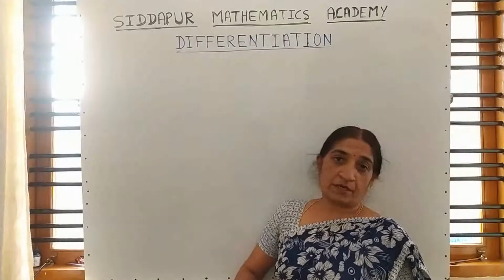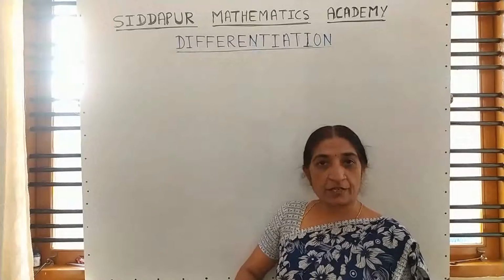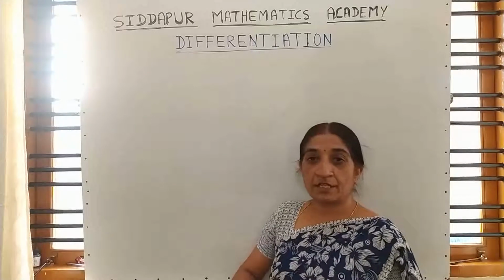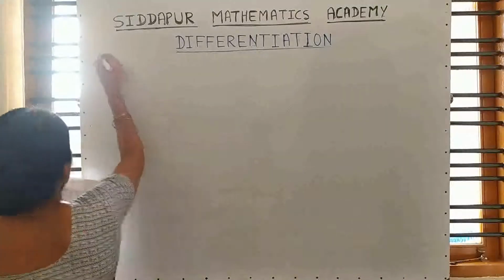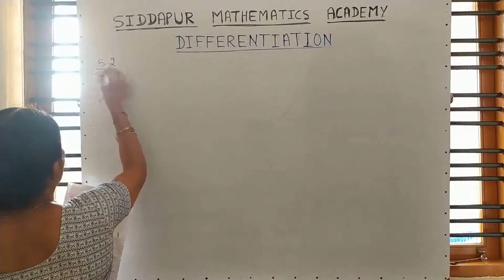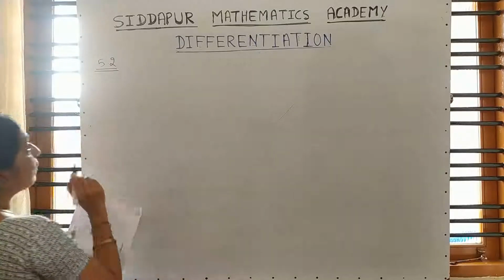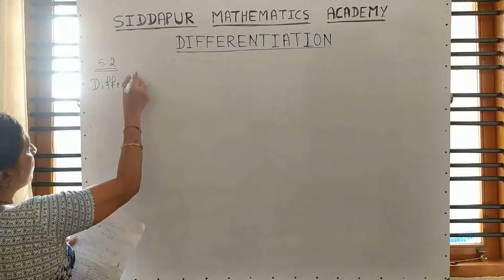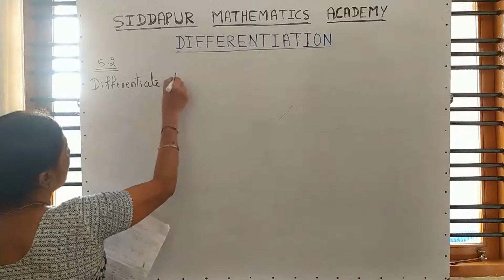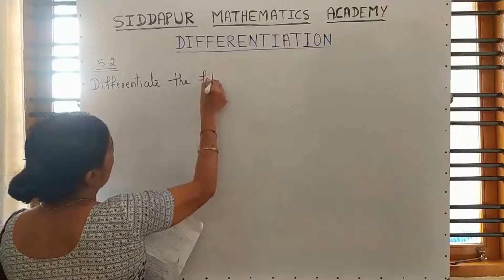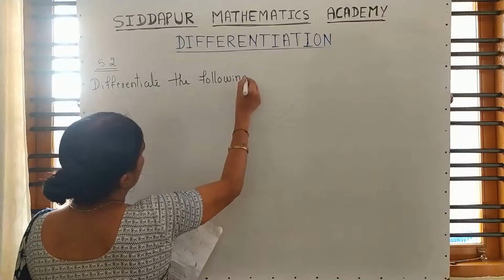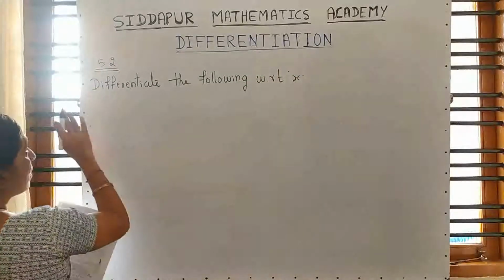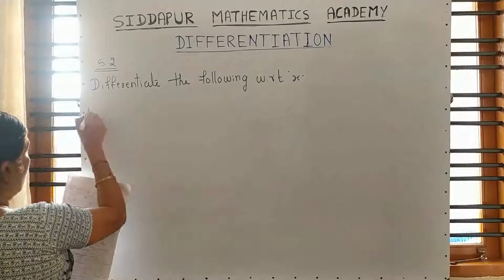See, already I explained so many examples on simple differentiation and differentiation of composite functions. In today's class, I will give the exercise 5.2 from NCERT. NCERT 5.2 is totally dependent on the differentiation of composite functions. The question is: differentiate the following with respect to x. Here for the exercises I will give only the question number.